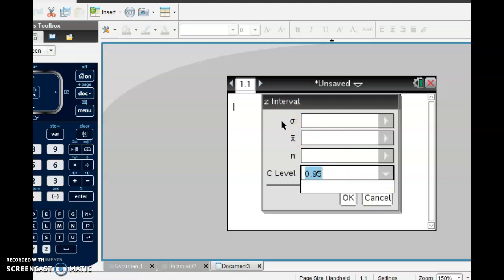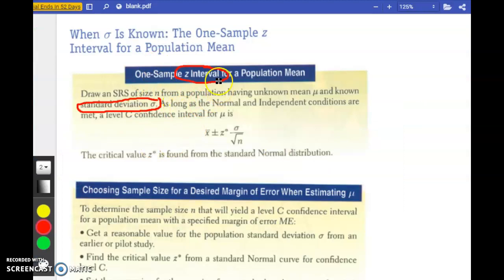So let's say, for example, a problem doesn't give you sigma. They give you a sample standard deviation. Well, you wouldn't know what to put here in this first entry, so you'd know you picked the wrong thing. So just to further emphasize, to use a Z interval for a population mean, you must know the population standard deviation. And you would see the words population standard deviation, or the standard deviation is known to be.